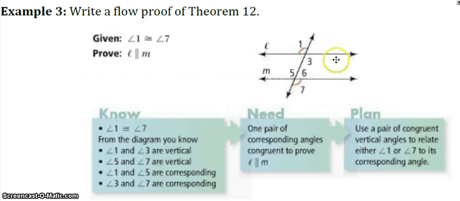Easiest thing probably to do here would be use the fact that 1 and 5 are corresponding, which then means that their angle measures would be the same, and the fact that 5 and 7 are vertical, so their angle measures would be the same. We can use the transitive property to replace and say that angle 1 is equal or congruent to angle 7, which proves our lines to be parallel.